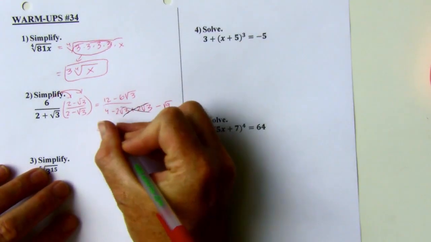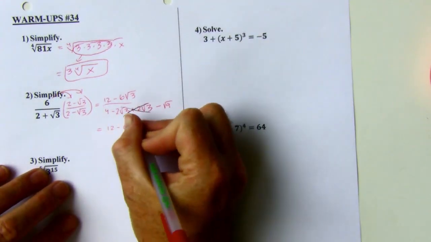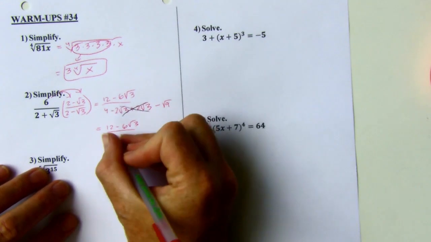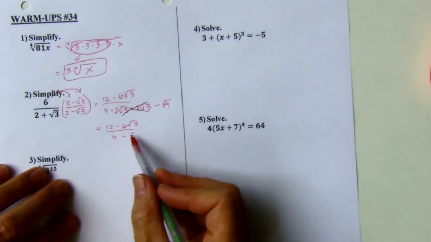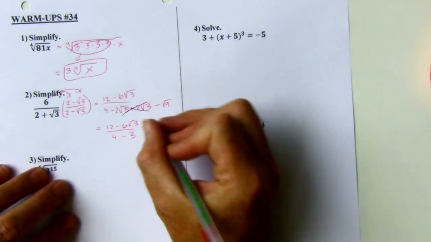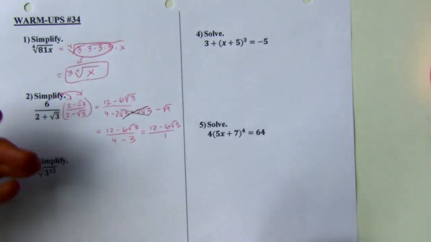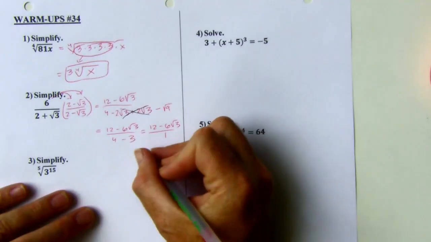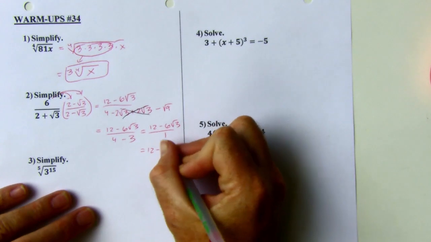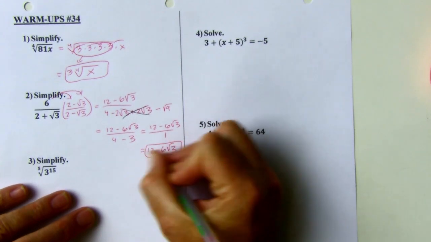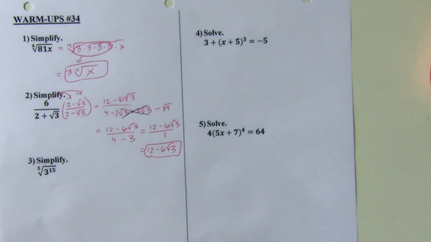So then on top, I'm just leaving this as 12 minus 6 root 3, but on the bottom, I've got 4 minus 3, so that's going to simplify to 1 in the denominator. So I've got 12 minus 6 root 3 all over 1. Well, that's just going to be 12 minus 6 root 3. And that is simplified, and that's in simple radical form. Okay? All right, next one.